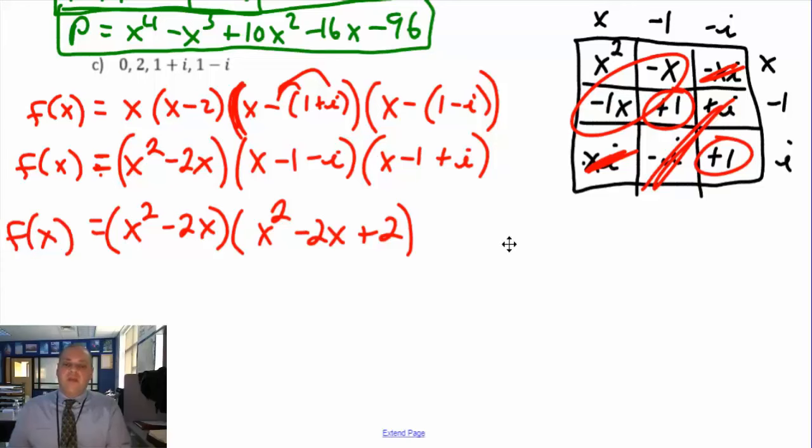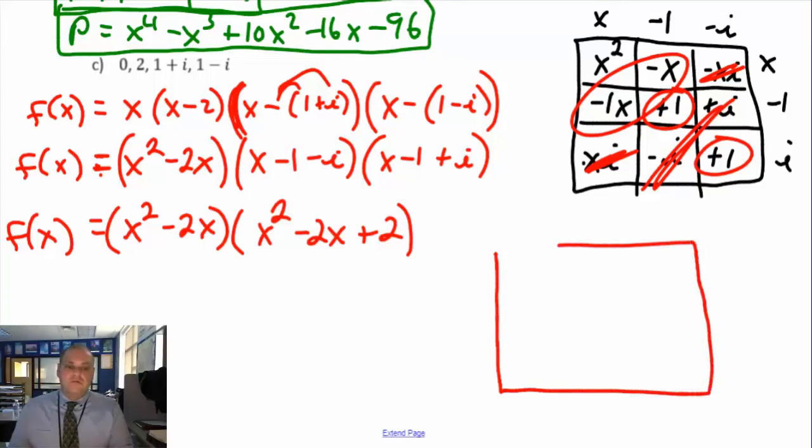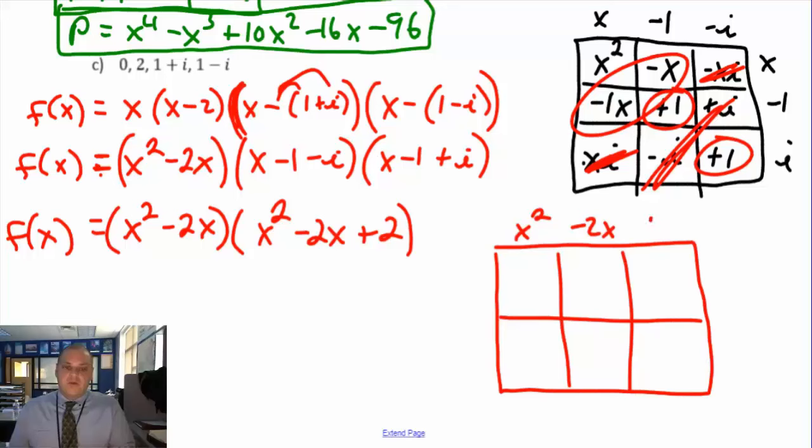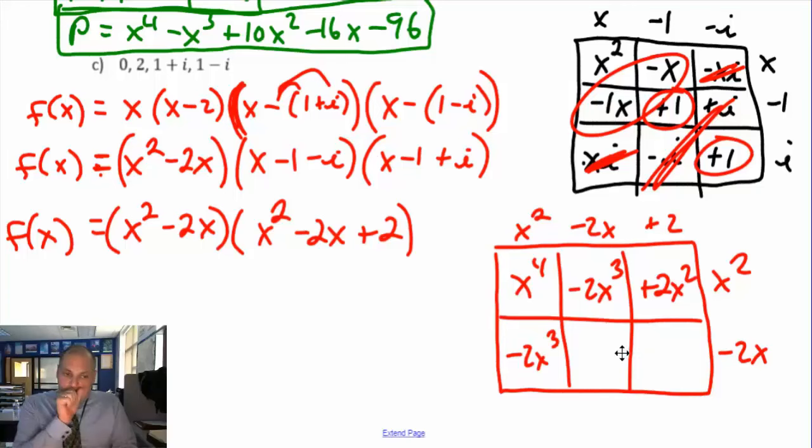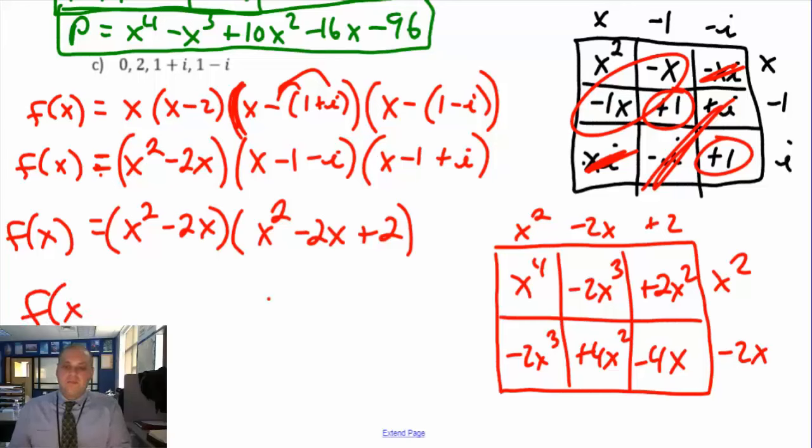Okay, so now we need a 3 by 2. All right, x squared minus 2x plus 2, x squared minus 2x. You don't need that last one there. All right, so x to the 4th minus 2x to the 3rd plus 2x squared minus 2x to the 3rd plus 4x squared minus 4. Big boy math. All right. There it is. We got it. We're ready.